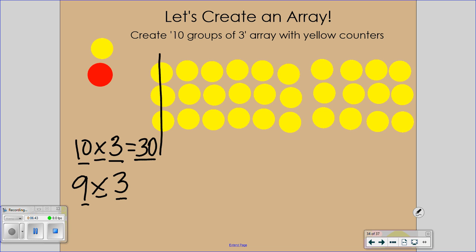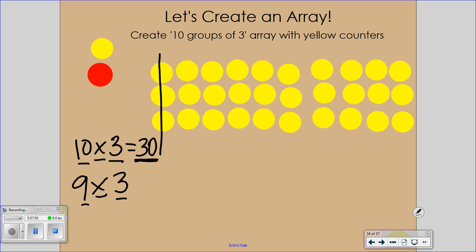If I was at 30 and I took away one group of 3, what's going to be my new product for 9 times 3? I'm at 30, 29, 28, 27. Here's my group of 3. So what is 9 times 3?